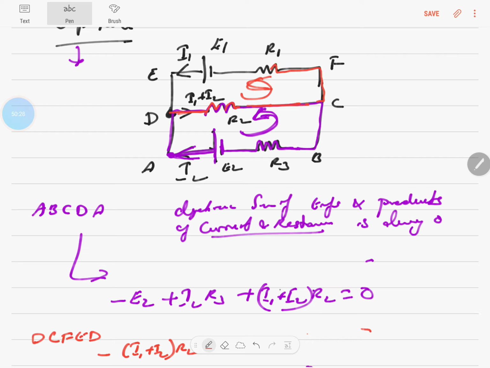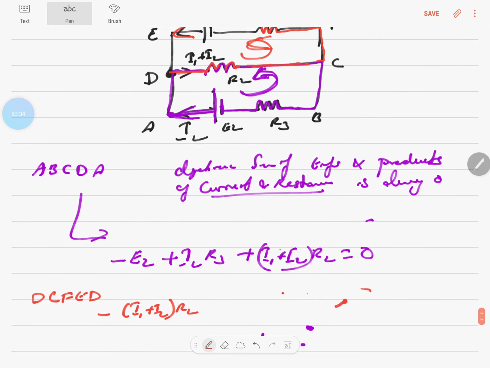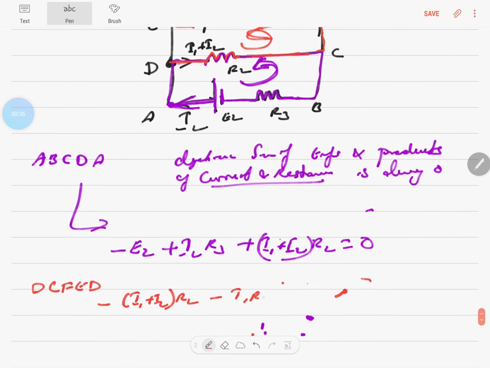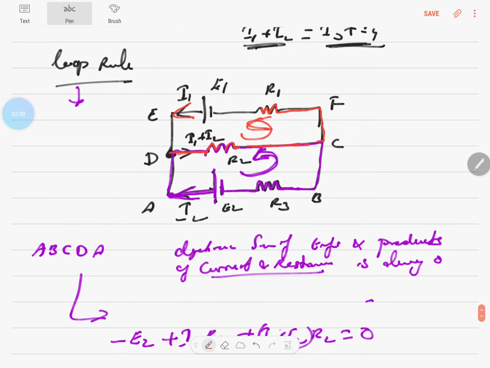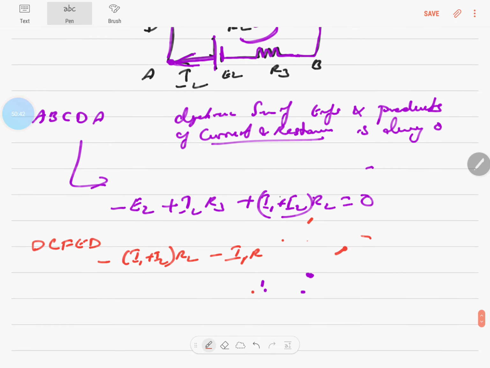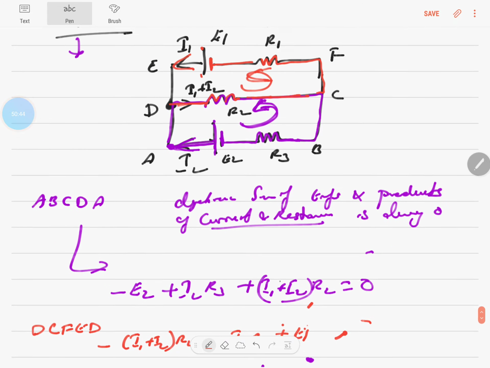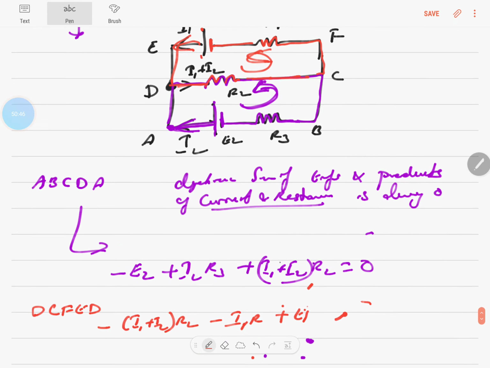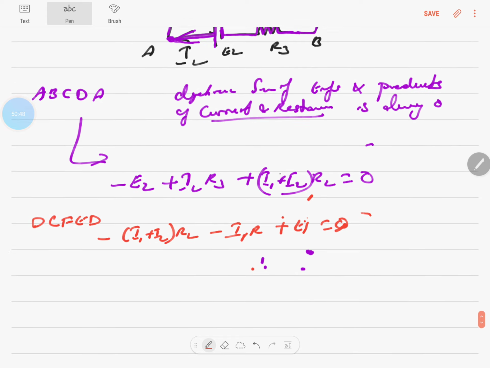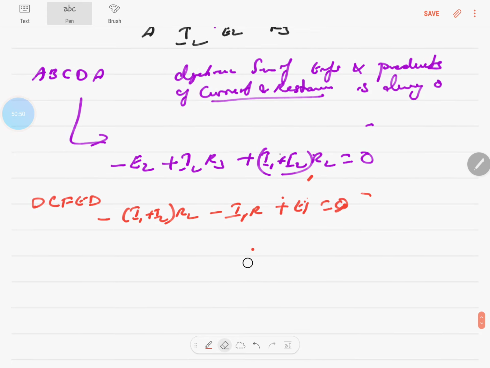And there is R1 in which the current I1 is flowing in the same direction in which I'm going, so minus I1 R1. The battery is going from negative to positive, so plus E1, and the loop closing is equal to 0. This is how we write the loop rule, and we look at the directions.